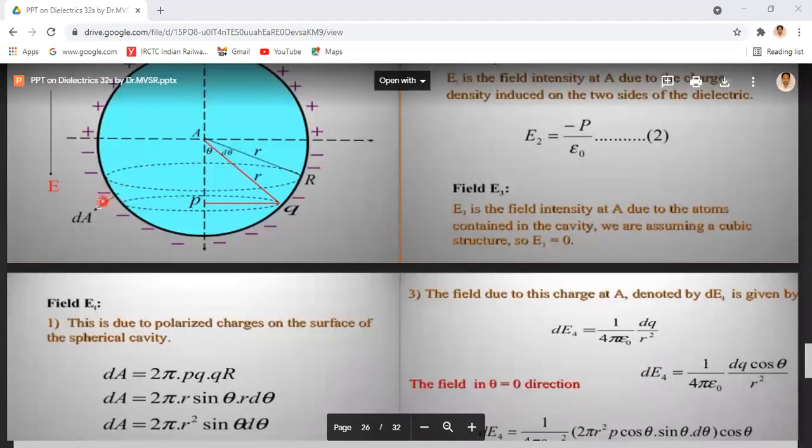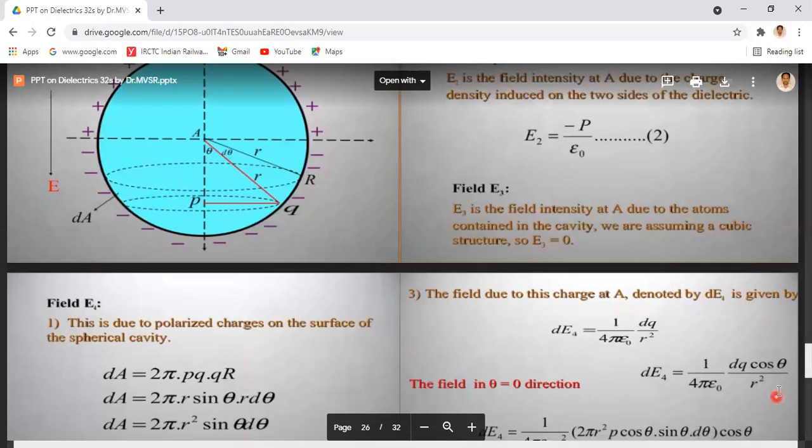ఆల్రెడీ ఈ నార్మల్ డైరెక్షన్ లో తీసుకుంటే dE4 వస్తుంది. ఈ dE4 కాకుండా దీని ఏం చేస్తున్నాను, హారిజాంటల్ కాంపోనెంట్ తీసుకున్నా, అంటే dE4 cos theta. సో dE4 తెలుసు. సో ద వాల్యూ ఆఫ్ dE4 is equal to 1/4 pi epsilon naught dq by r square. బట్ cos theta కాంపోనెంట్ వాల్యూ తీసుకుంటున్నాం ఇక్కడ ఈ సర్ఫేస్ నుంచి ఈ కాంపోనెంట్ వాల్యూ.